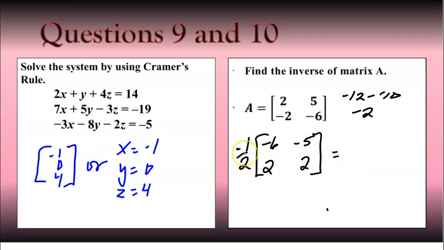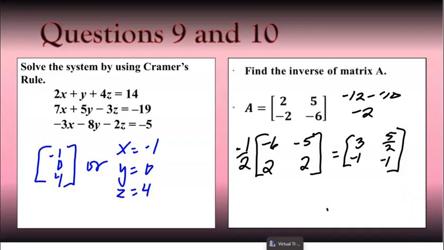And then we treat this negative 1/2 as a scalar. So negative 6 times negative 1/2 is a positive 3. Negative 1/2 times negative 5 is positive 5/2. Negative half of 2 is negative 1, and negative half of 2 is also a negative 1. So that would be the inverse.